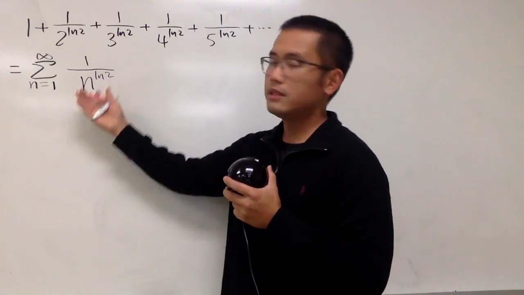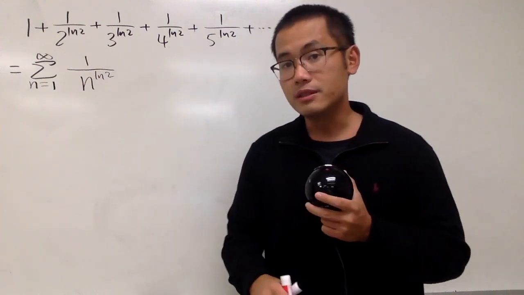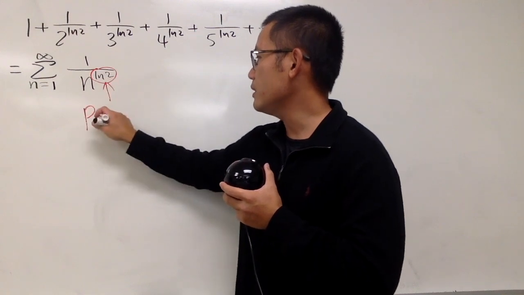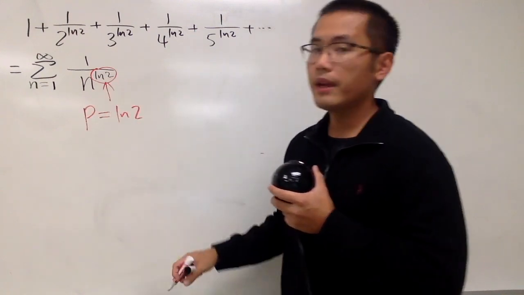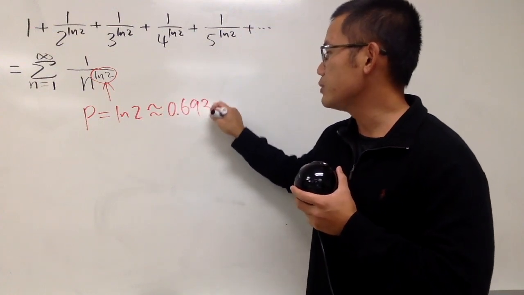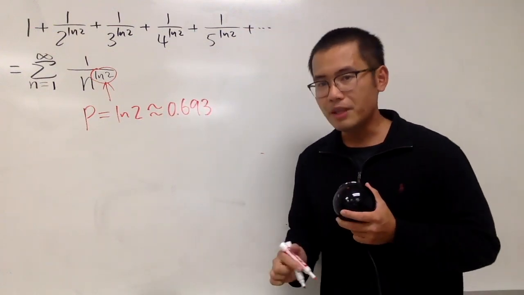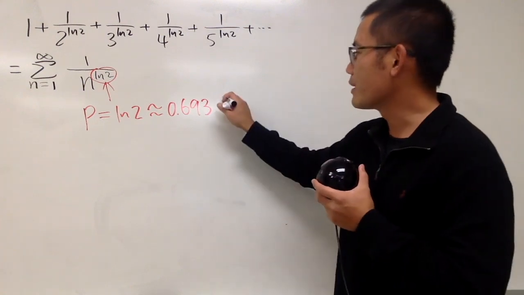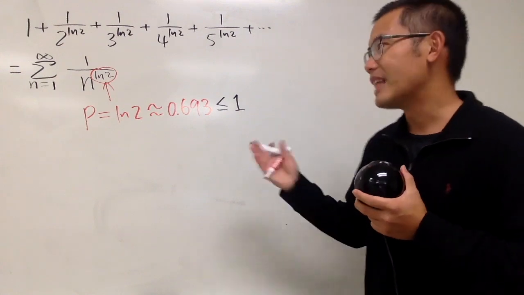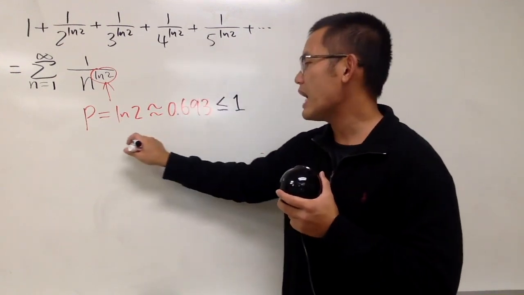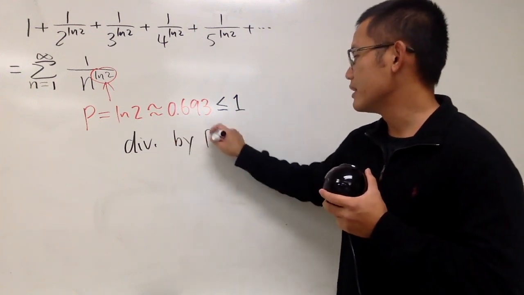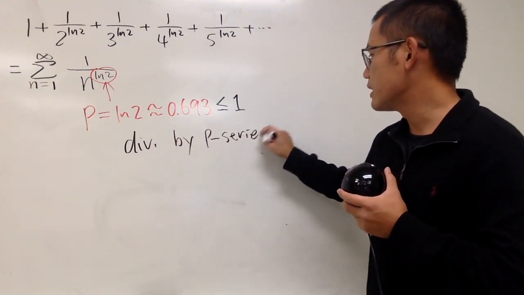And now this is actually just a p series, isn't it? Because we can look at this right here. Let's write down p is actually ln2. And this right here is approximately 0.693. But don't just tell me the p-value. You have to tell me that the p-value right here is less than or equal to 1. And that means what? That means this right here diverges. Right? So again, diverges by the p-series test.